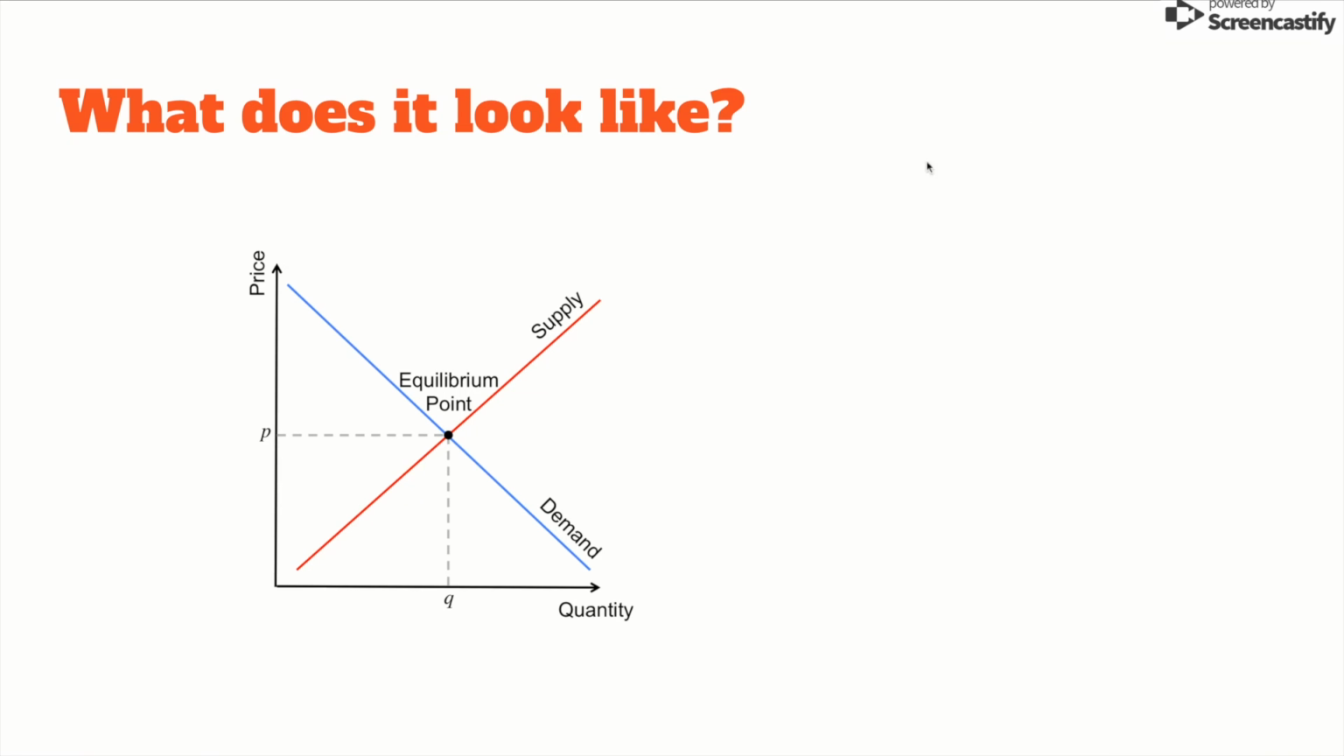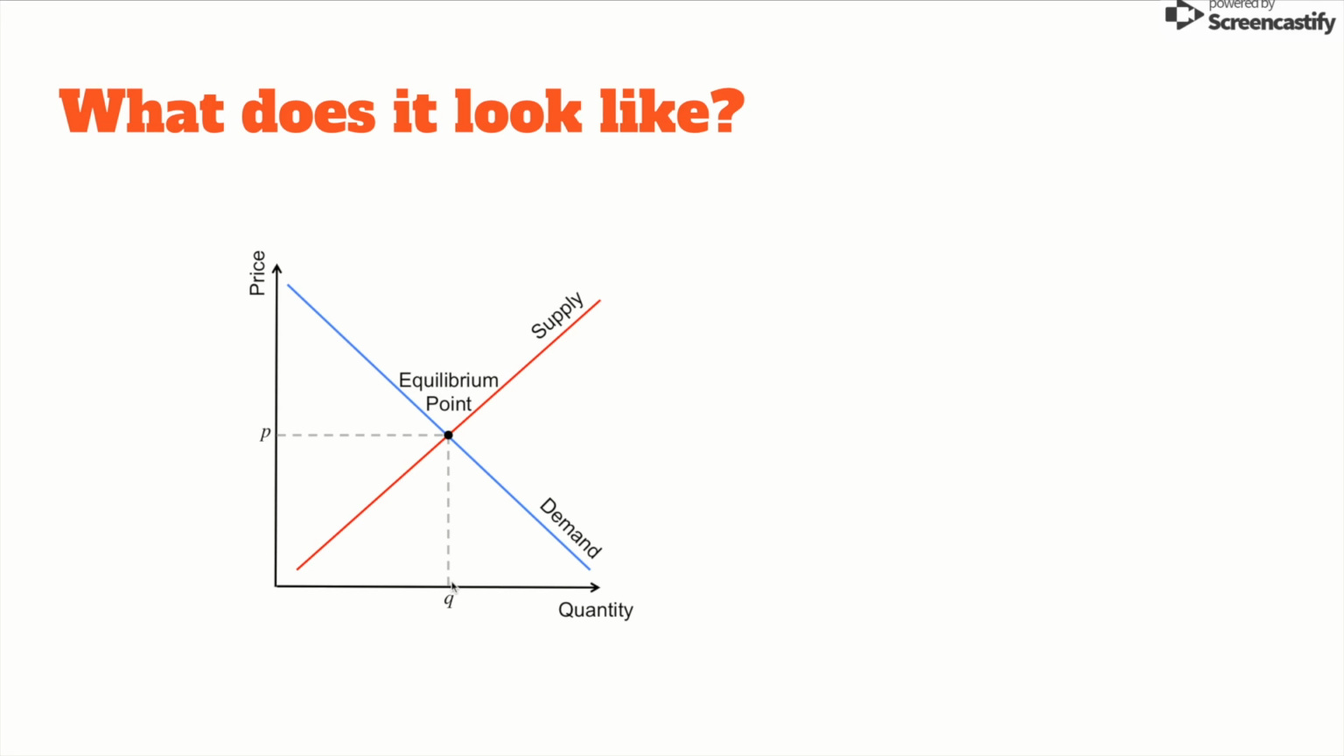Here we have an equilibrium point, and supply doesn't necessarily have to increase at a linear rate. It can be a curve as well. But supply always has a positive slope while demand has a negative slope. Here we have the price on the y-axis and the quantity on the x-axis.